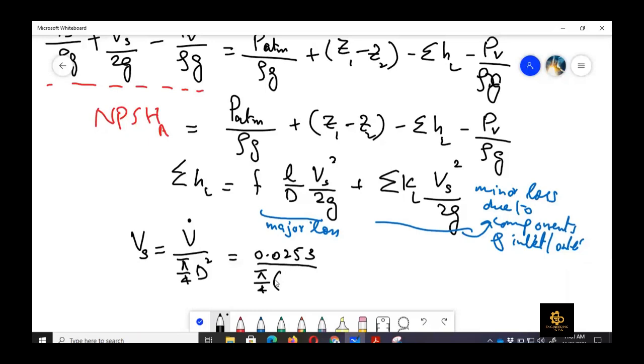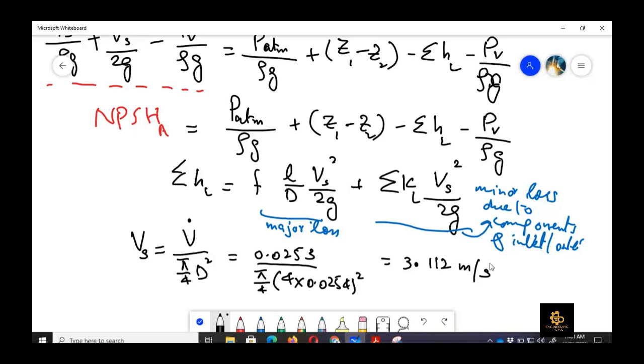So first of all, we need to change it into meters: 4 into 0.0254. We know that in 1 inch there is 25.4 mm, so in 1 inch there would be 0.0254 meter. Right. So if we do the calculation, the velocity comes out to be equal to 3.112 meter per second, which is the velocity inside the pipe.